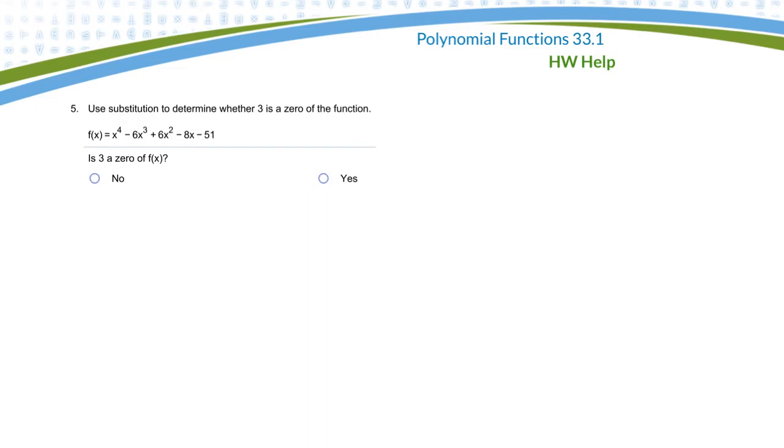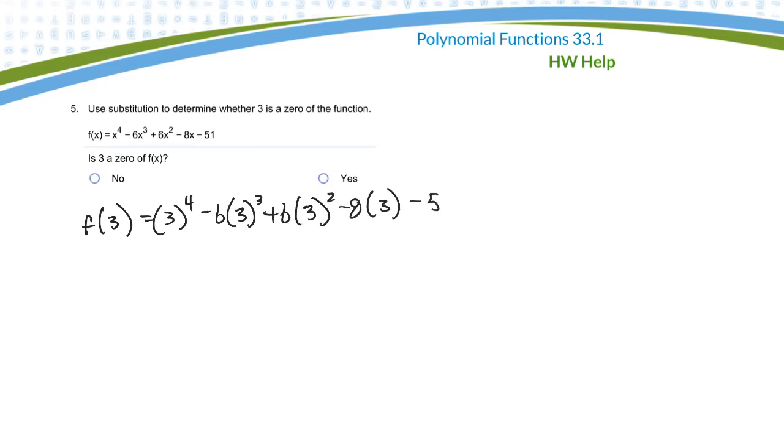Use substitution to determine whether 3 is a 0. Perfect. So I want to know what f of 3 is. So 3 to the 4th minus 6 times 3 cubed plus 6 times 3 squared minus 8 times 3 minus 51. I don't know, maybe. This would be 84. 27 times 6. Maybe do this on your calculator. I don't have a good track record of doing these in my head.